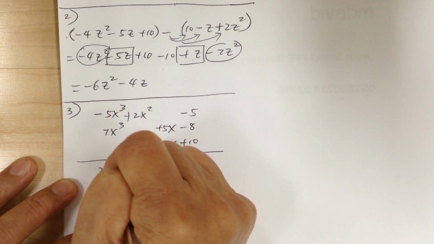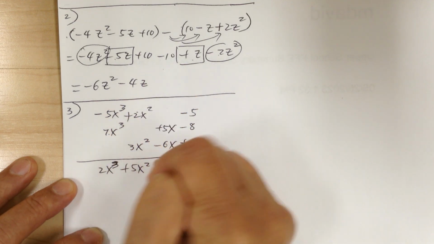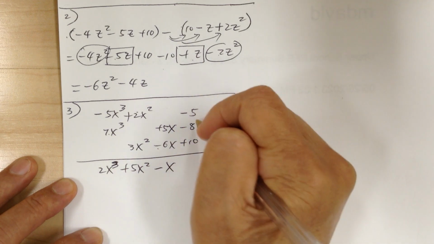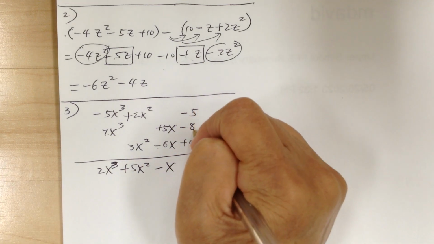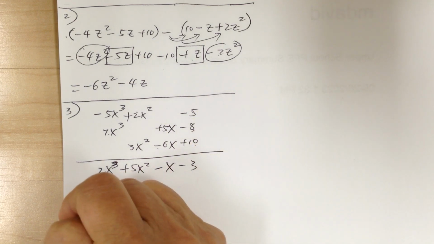And this one, 2 plus 3 will give you +5. 5 minus 6 will give you -1. And this one will give you -13. -13 plus 10 will give you -3. And that's it.